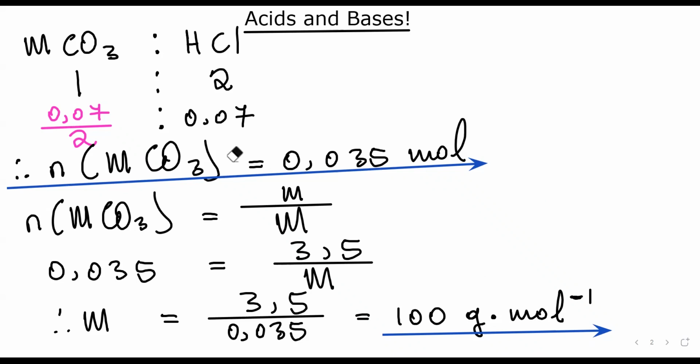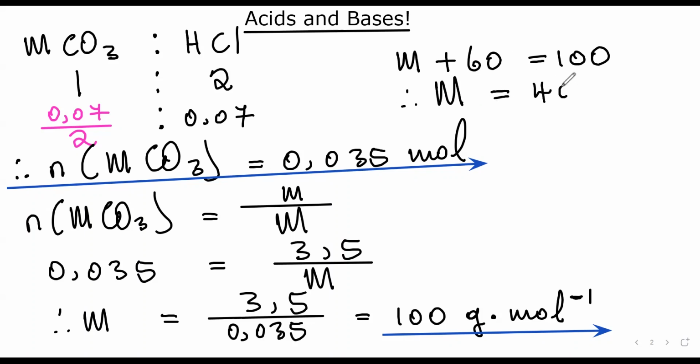But you know that this compound is made up of the metal M, which has an unknown molar mass, and carbon as well as the 3 oxygen atoms. Their combined molar mass is 60, which means that the molar mass of the element M will just be 40 grams per mole.